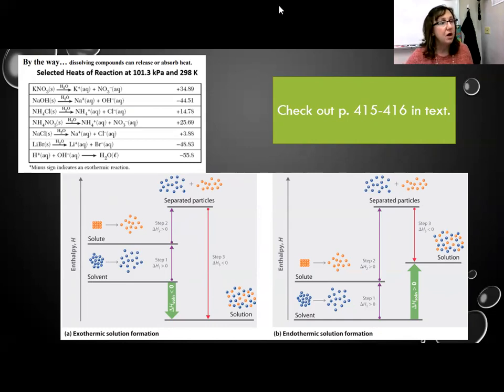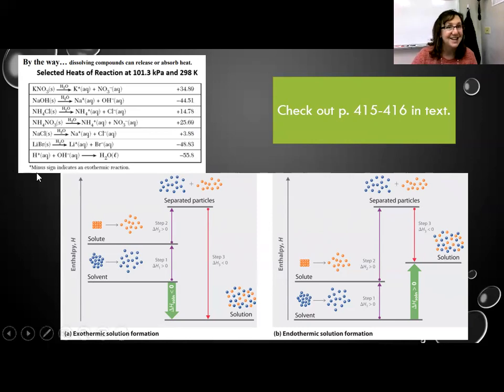So if you look, all of these reactions that we have here, I'm calling them reactions, but it's really a physical process where we are showing the solid of these substances, what happens to them when water is added, and they break apart into their ions because all of these examples happen to be soluble ionic compounds. What you need to be able to do is to look at these numbers on this table and tell whether that process is going to be endothermic or exothermic.